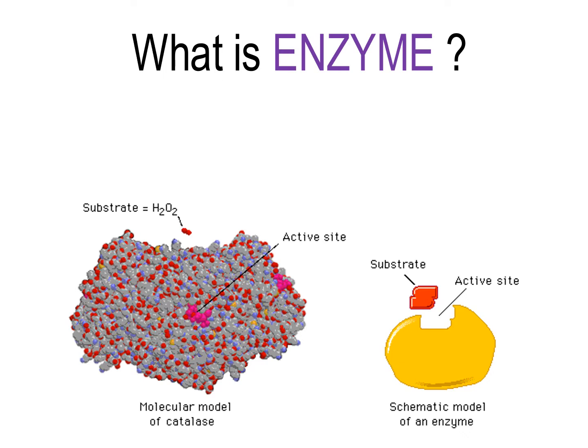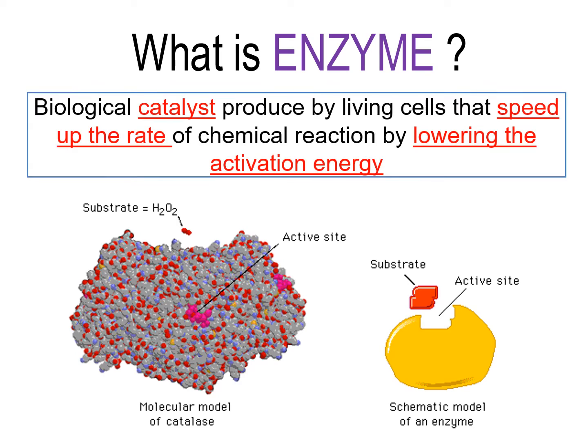First, what is enzyme? Enzyme is a molecule, a biological catalyst that is produced by living cells. So it must come from a living cell. So it is a biological catalyst that speeds up the rate of chemical reaction by lowering the activation energy. So whenever the enzymes are present in the system, the rate of chemical reaction will be sped up.